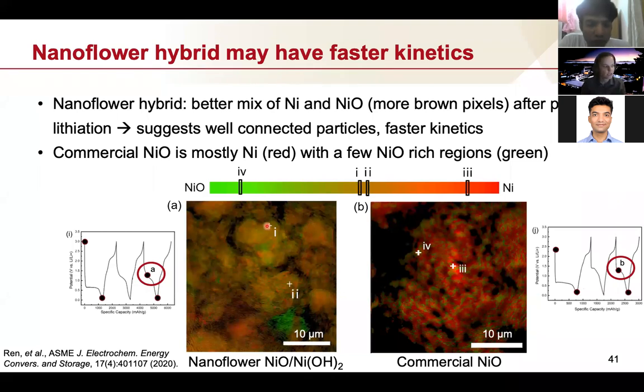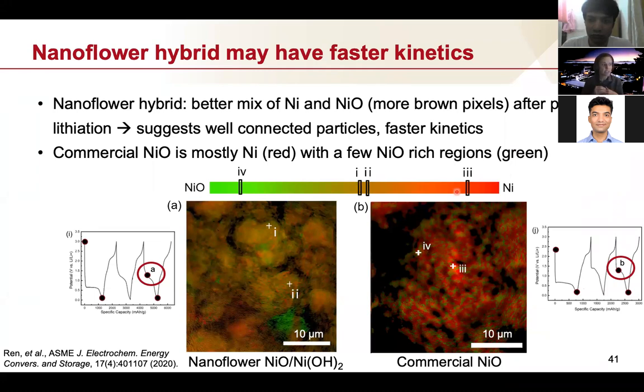And if we look at specific spots, this is I and II, they both fall pretty squarely in between nickel oxide and nickel metal. Whereas the commercial structure was either red or green. There was no mixing. So there's very few brown regions, mostly red with spots of green. If you look at III or IV, they're either almost completely nickel oxide or almost completely nickel metal when you do the linear combination of that specific pixel.